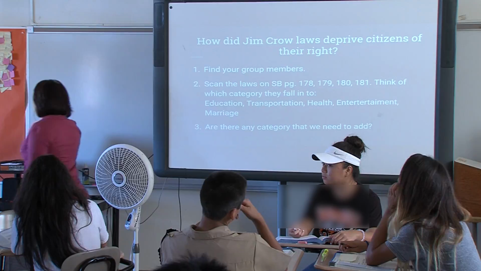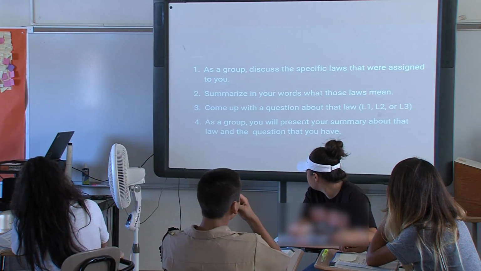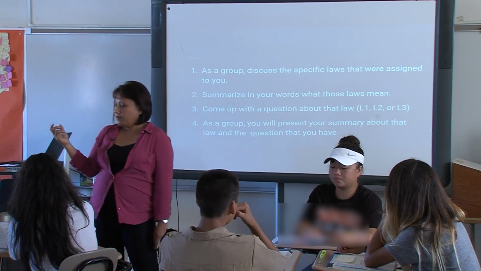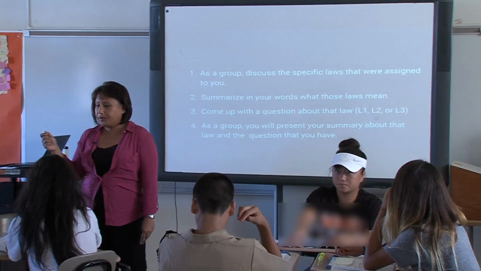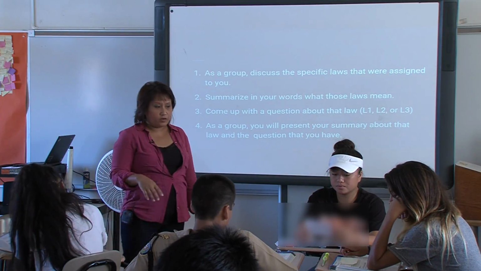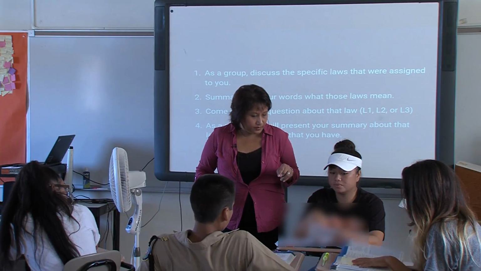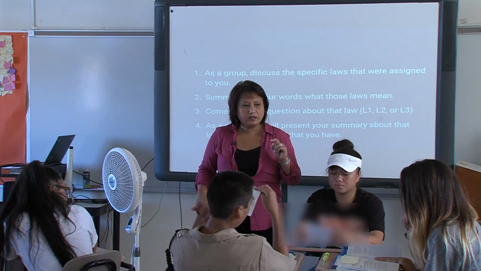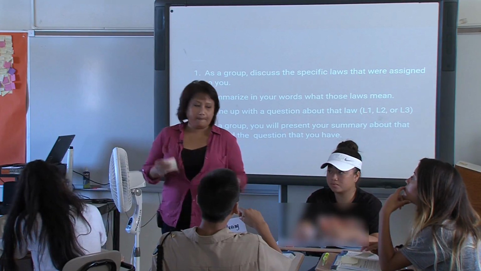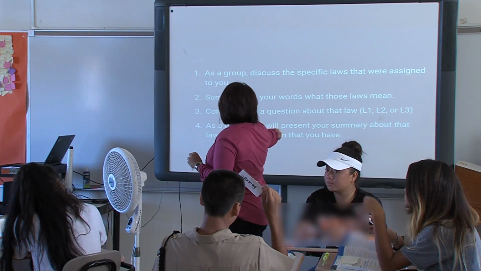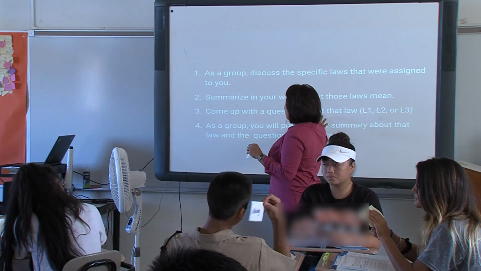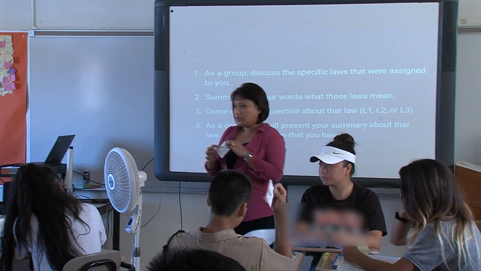All right, so this is what I want you guys to do now. As a group, I want you to discuss the specific laws that were assigned to you. If you flip your adjective cards, there's a post-it and a number. The number that I give you is which law you're responsible for. For example, you got number 12, amateur baseball. So with your post-it, you're going to put amateur baseball. You're going to summarize in your own words what that law was about. And then you're going to come up with a level 1, 2, or 3 question on this post-it.